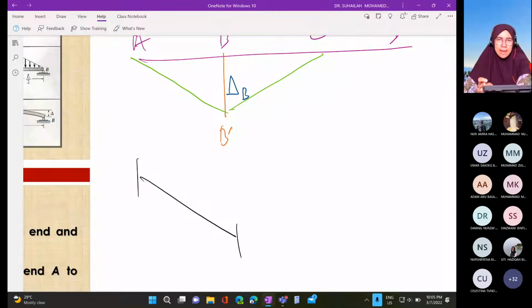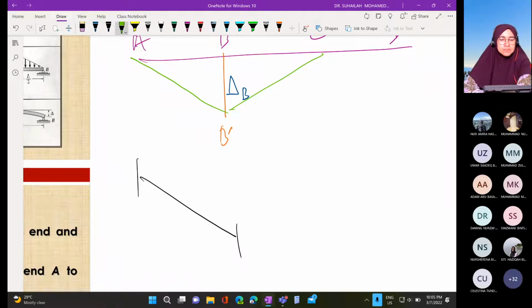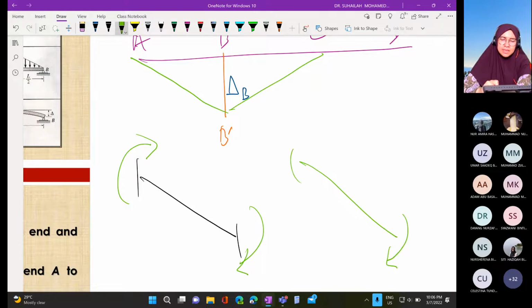Kat arah mana kita nak apply? Clockwise? Ya? Clockwise. Bukan jadi vertikal ke macam ni?